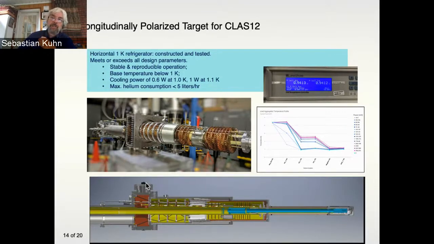And that will allow us to switch between different target configurations, target materials, and, as I said earlier, also between orientations of the double celled target. All that will be possible.